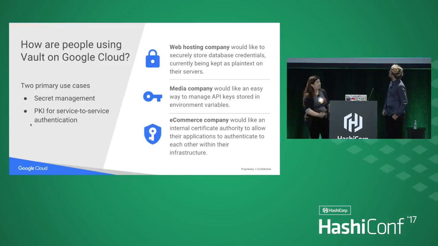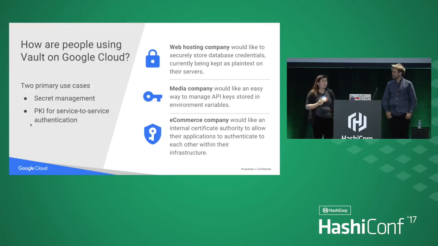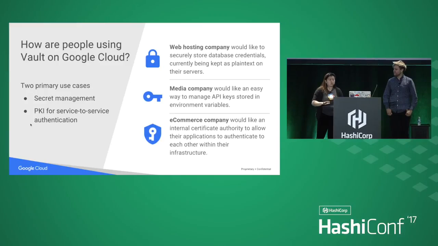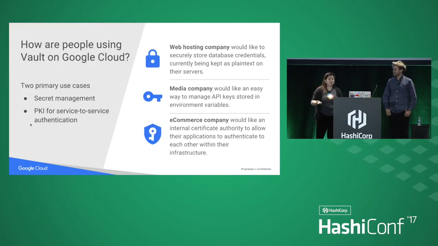A less common use case we see is an internal public key infrastructure, or PKI, for service-to-service auth. We're seeing this a little more as more companies enter the microservice world and start to think about security in their infrastructure. Google Cloud is doing a lot in this space right now, and we most recently announced the Istio project, which is a service mesh allowing for authentication and encrypted communication between services. We'll be focusing more on the secret management use case in this talk, but the setup would also work for PKI.